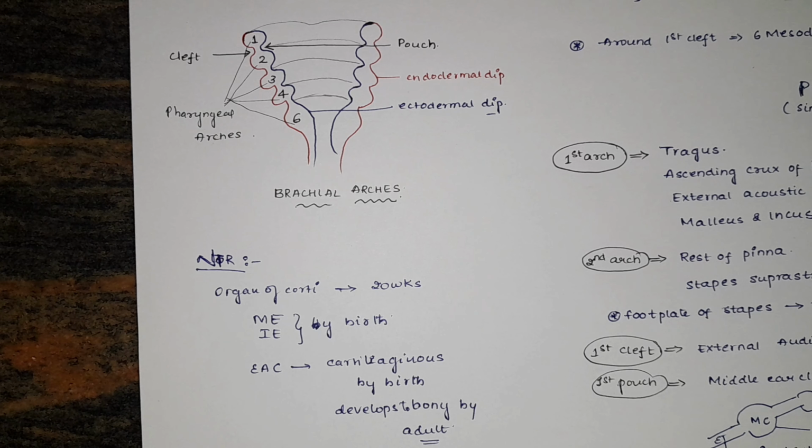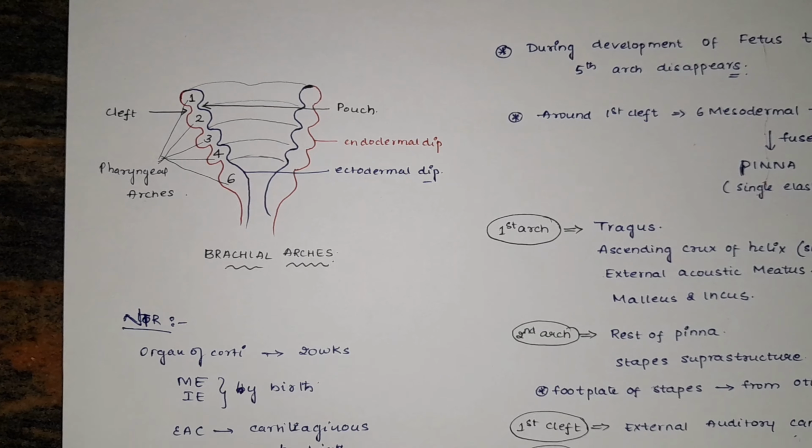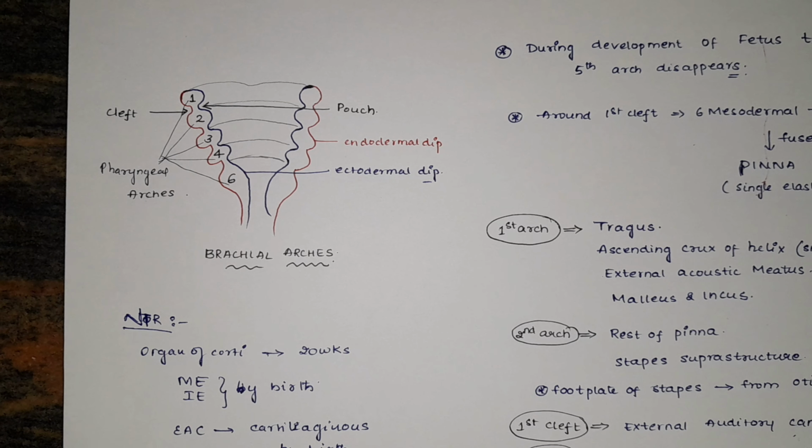The organ of Corti is actually developed in the second trimester, during the 20 weeks. And the middle ear and the inner ear are completely developed by birth. The auditory canal is cartilaginous by birth, and develops to bony by adult. And there's one more thing I want to tell, the tympanic membrane. This tympanic membrane is developed by three layers, that is ectoderm, endoderm, and mesoderm. It is the one which is developed by three embryonic layers, three germinal layers.